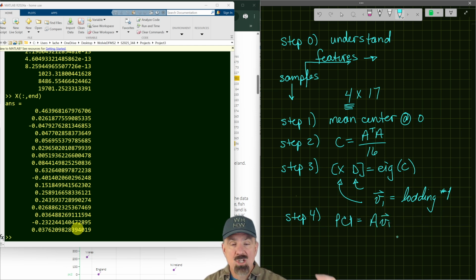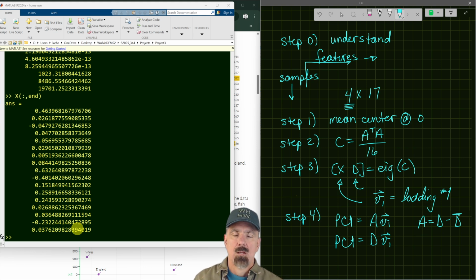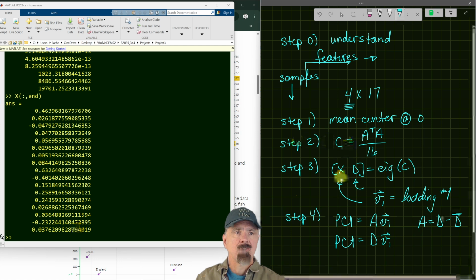Or we could take our original data and build the principal component times the original data matrix, recalling that we have defined A to be equal to D minus D, let me call it bar. That's the notation that Brunton uses, where we are subtracting off the means for each of the columns.